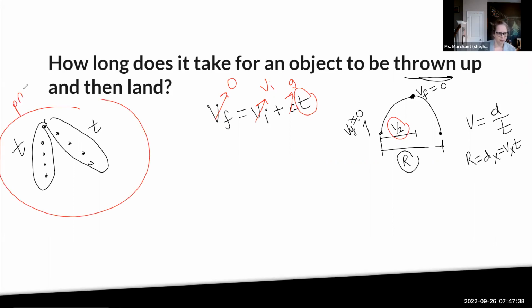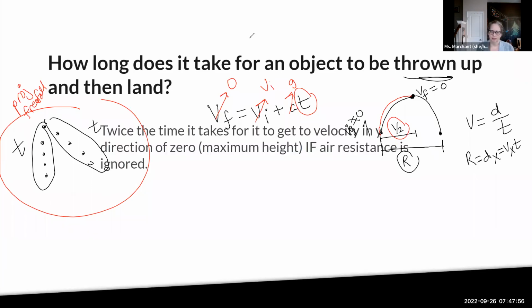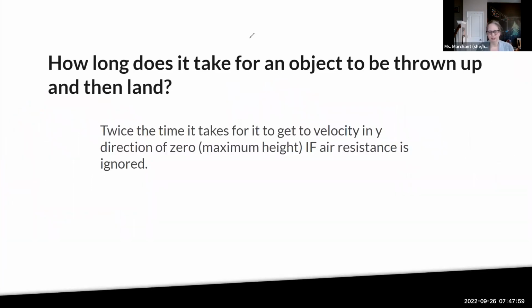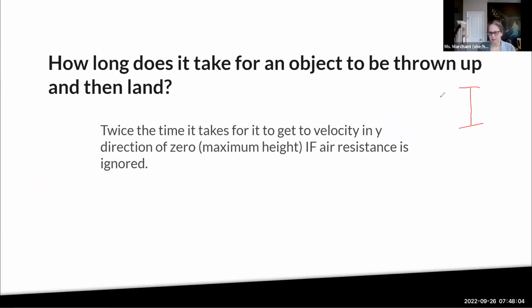So if it's a projectile or it's free fall, you can just use the time directly. But if it's not a projectile where we had to actually launch it up, so the velocity in the y is not 0, then this is what you could use to find that time. Twice the time it takes for it to get to the velocity in the y direction of 0. So to get to that maximum height, half the time, then the fall back down the other half of the time. And we can calculate this first half, again, if air resistance is ignored.